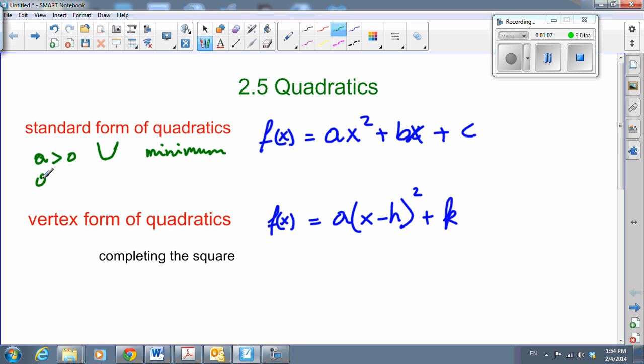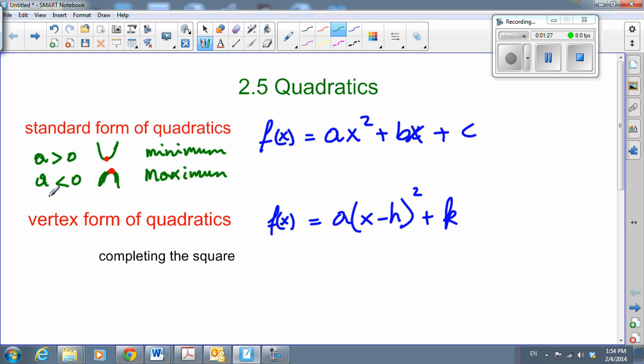If a is less than 0, we will know that it's opening down. And if it opens down, we now have a maximum.